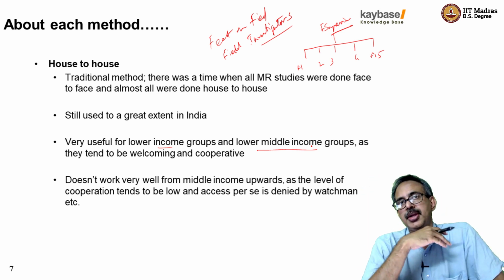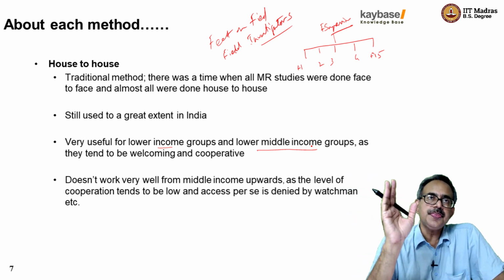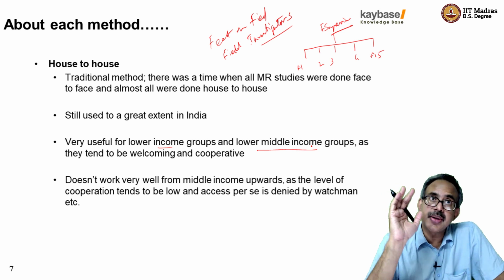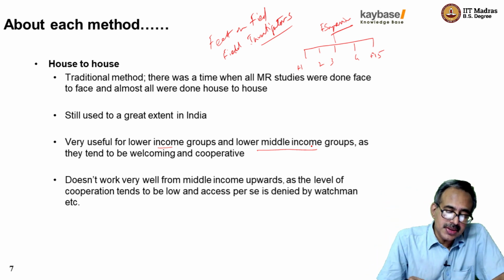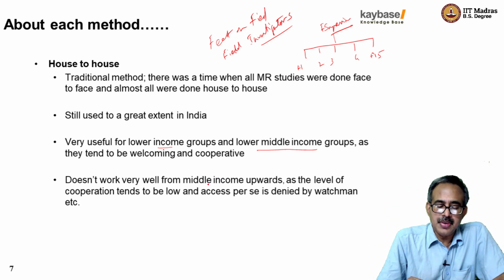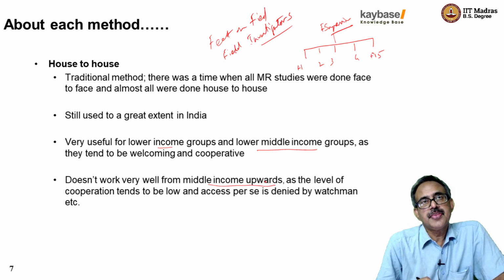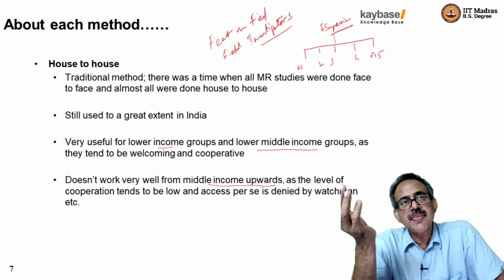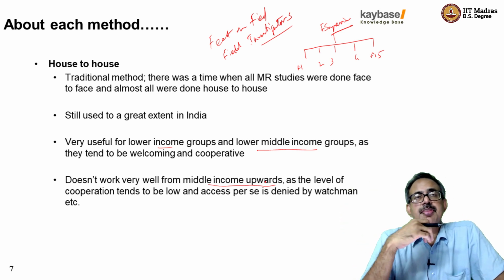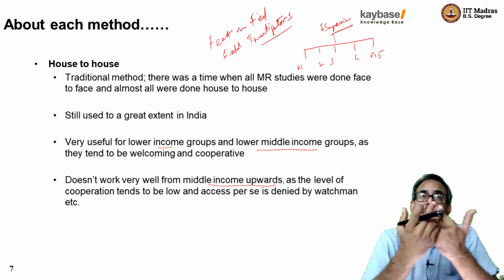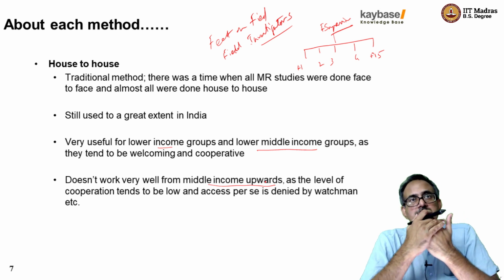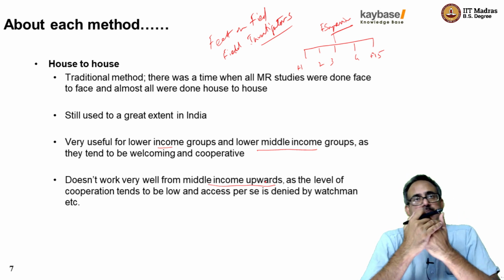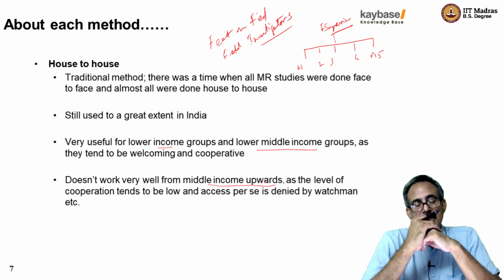And people still cooperate to such a great extent. Right? So the method works. It doesn't work very well for middle income onwards because these are the people who are concerned about security, about privacy, about intrusiveness, etc. These are the people whose compounds are walled off. The watchman won't allow anybody inside. Even a legitimate visitor may not always be allowed inside. Right?